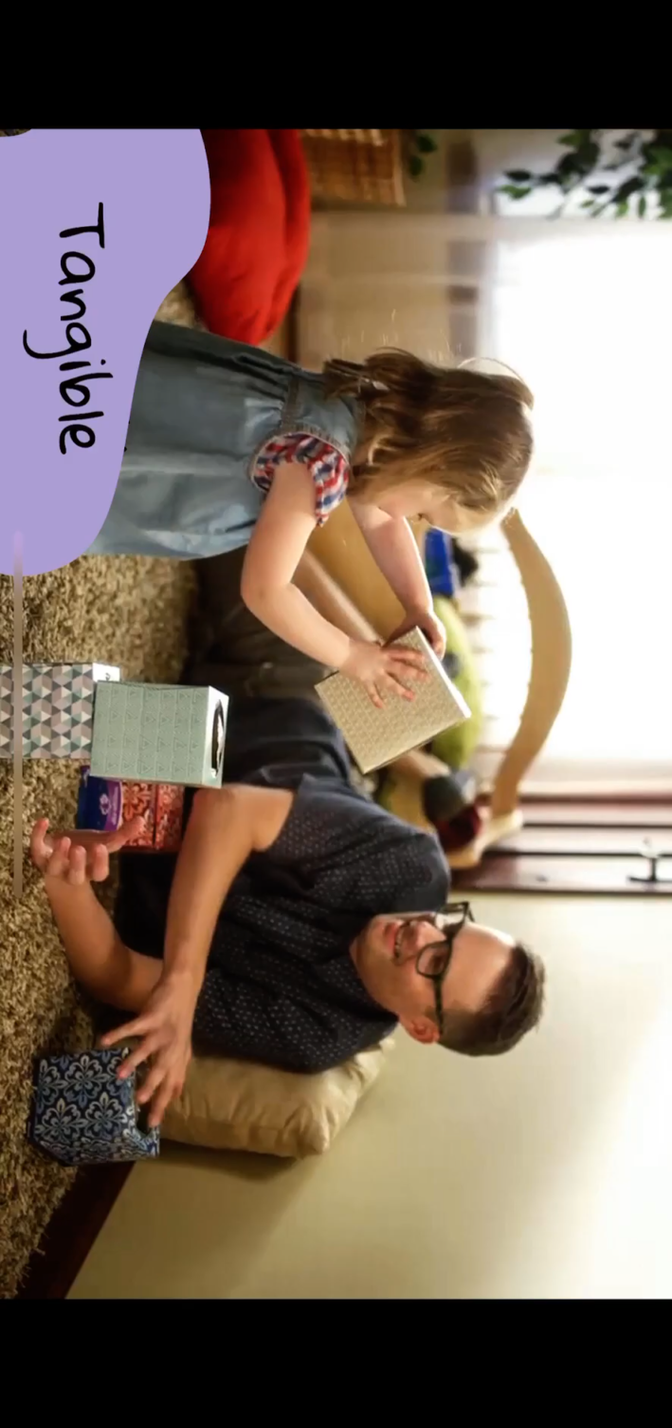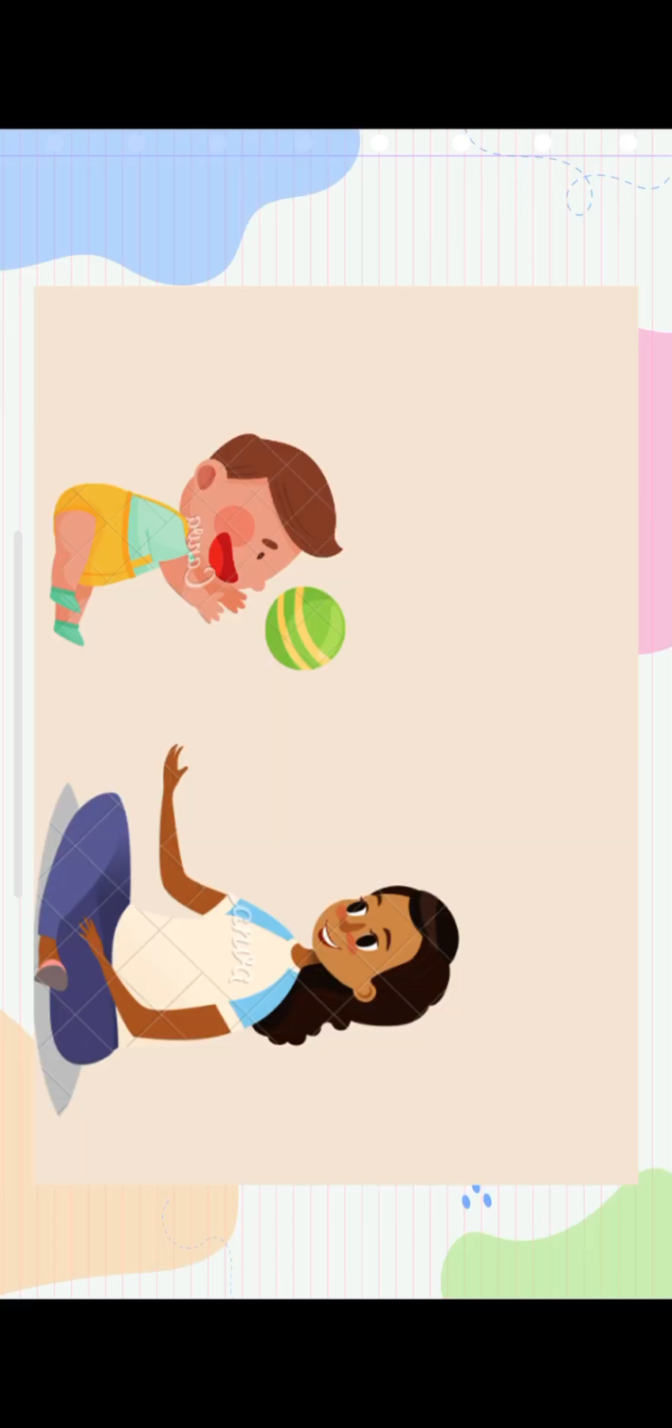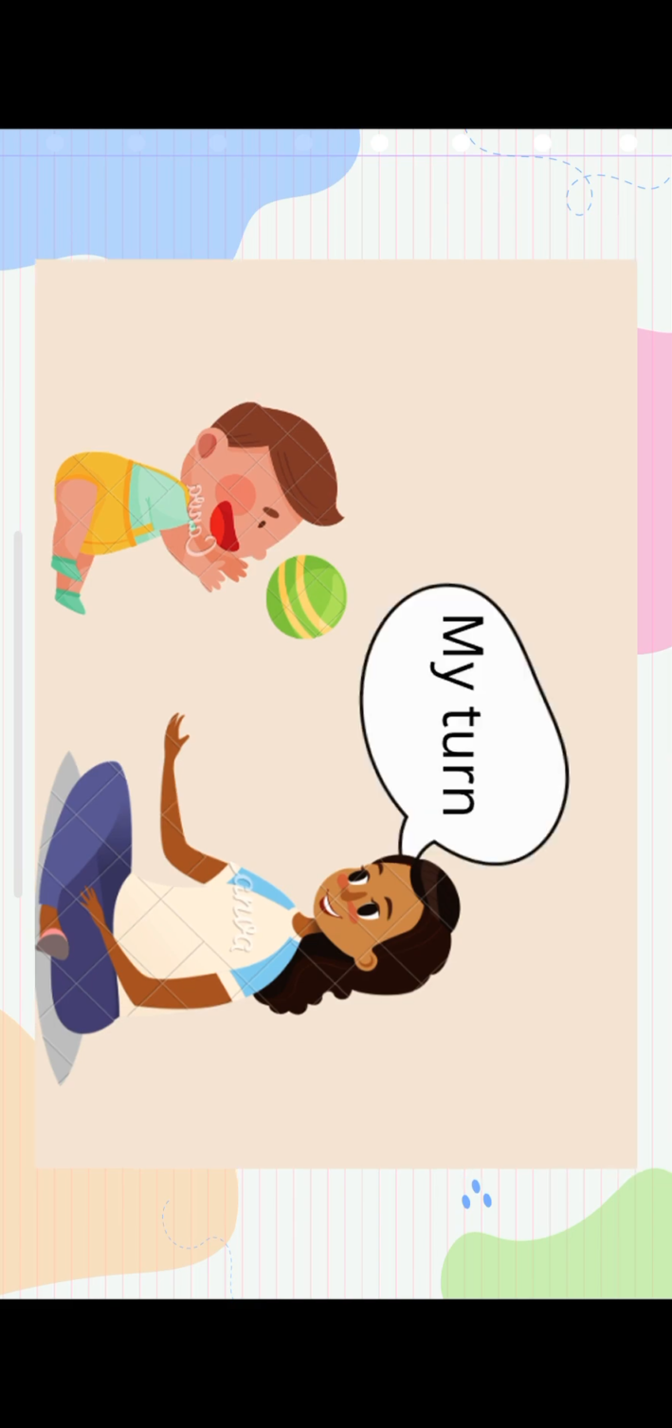Now we have tangible. In this condition, a reinforcing item will be taken away from the client. If problem behavior does increase, it is suggested that behaviors are maintained by access to these tangible items. In this example, we have our client and our therapist, and our client is playing with a ball. Now our therapist may ask, "My turn," and now she has full possession of the tangible item.